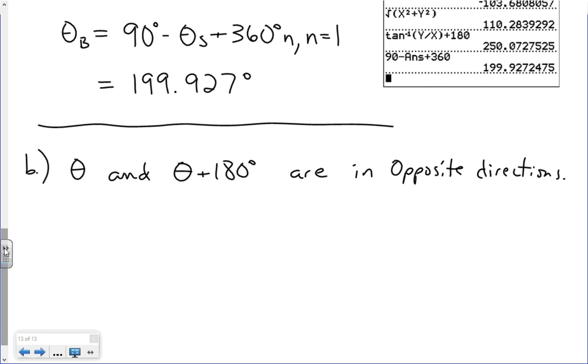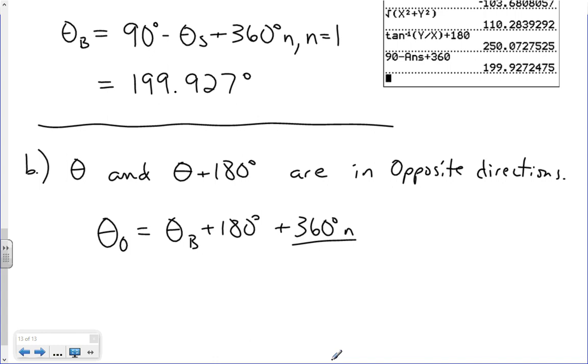So the cool thing there, to find this vector, we'll call it theta sub O, that's in the opposite direction, if I just take my bearing that I came up with, theta sub B, and I add 180 onto that, and again, I have to normalize this. Anytime I'm working with bearings, I got to make sure I add on this 360 n to get an angle that's in the range from 0 to 360. So if I add 180 to the 199, I'm going to get an answer that's more than 360, aren't I? So I'm going to have to make n equal to -1 here to make that happen.